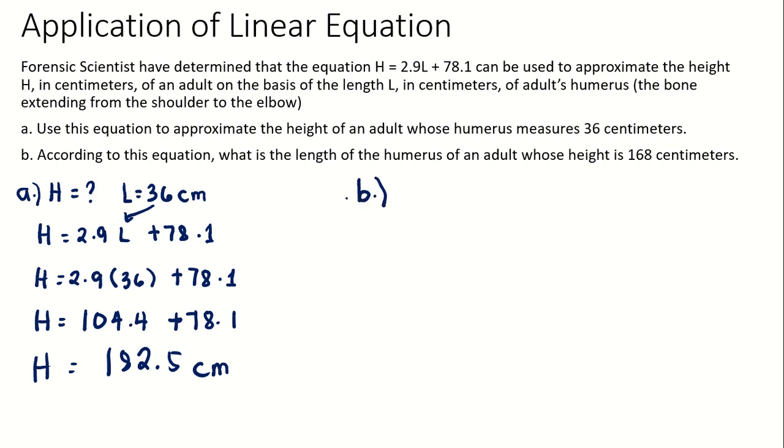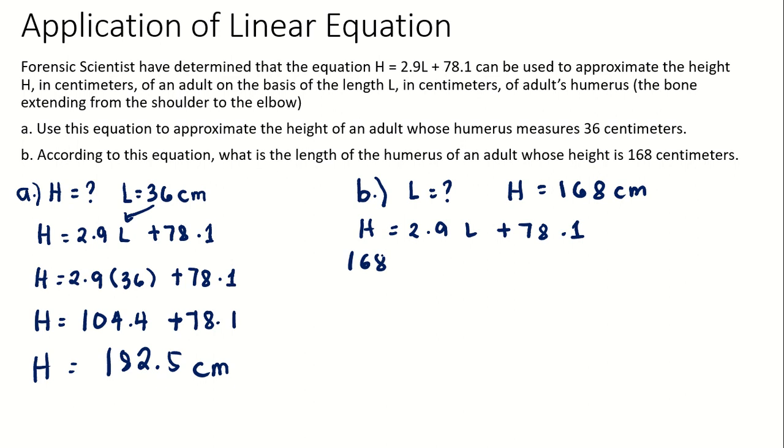Question letter B. According to this equation, what is the length of the humerus of an adult whose height is 168 centimeters? The length here is unknown, while the height here is 168 centimeters. Again, using the formula, h is equal to 2.9 L plus 78.1. Substitute h, which is 168: 168 is equal to 2.9 L plus 78.1.